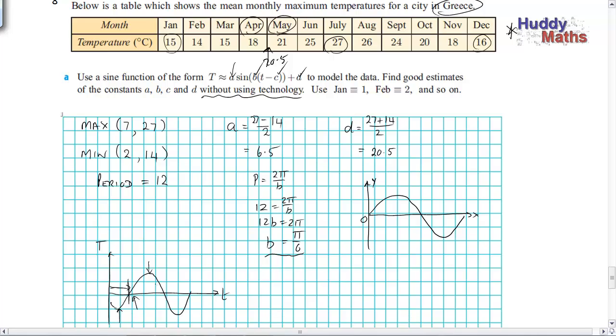Well, is it? Where's the minimum? Let's go back here. That's in the 2nd month, sorry, February, 2, 14 down there. And then the maximum, come along here to July, is the 7th month, and that's 27.